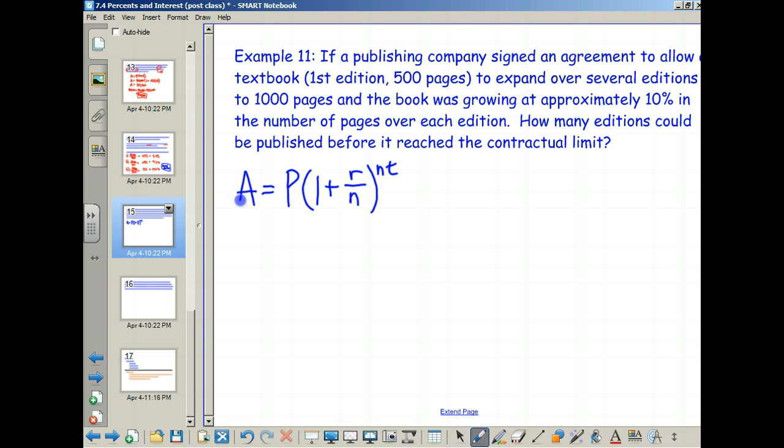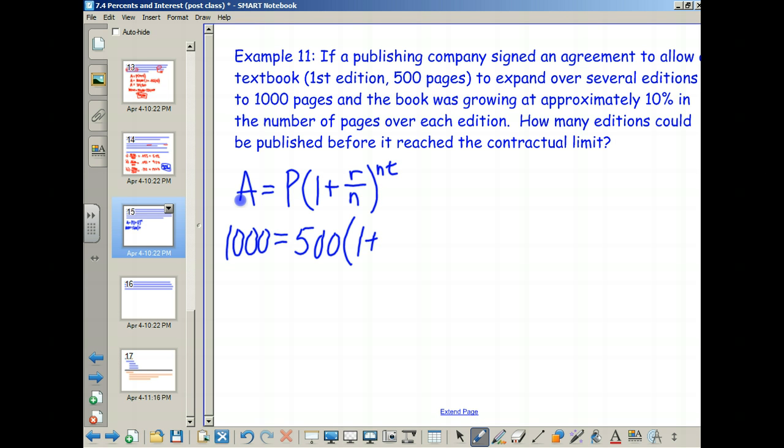So this A right here and the P, that has to do with the page numbers. P would be the initial size of the first book, and then the A would be the size of the book when it's actually finished and we're not going to produce it anymore. So that's the 500 and the 1,000. Kind of like the money in the account, right? You put $500 in the account and you want it to grow to $1,000. So this is how we're treating it, very much the same way.